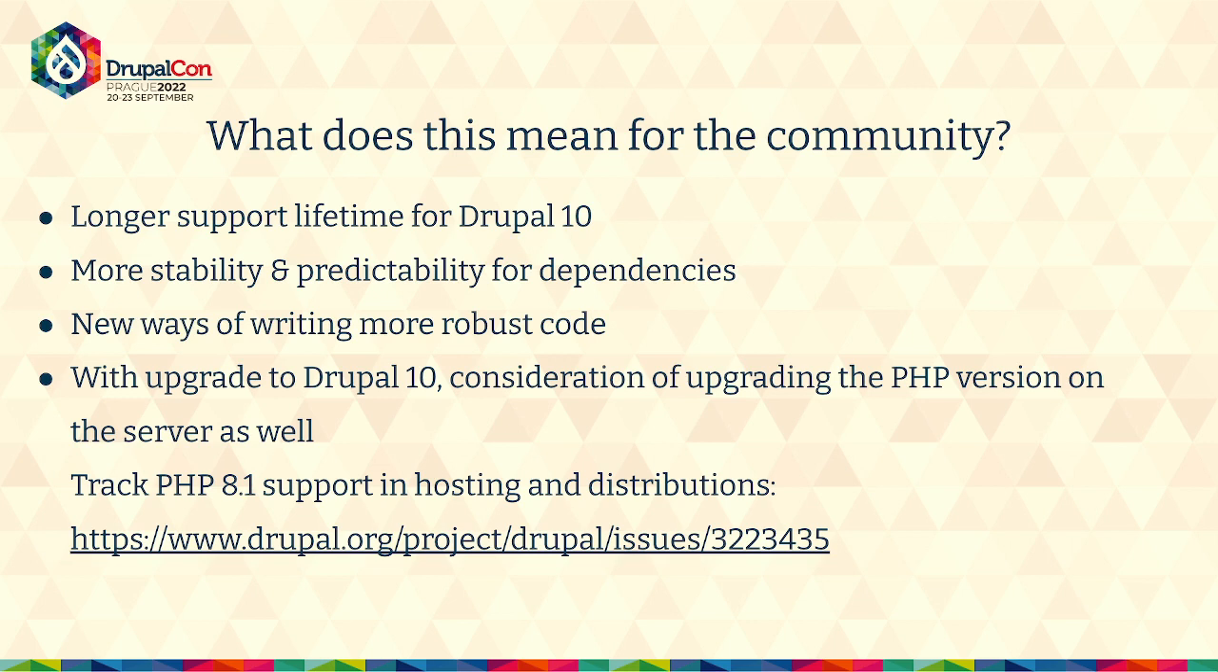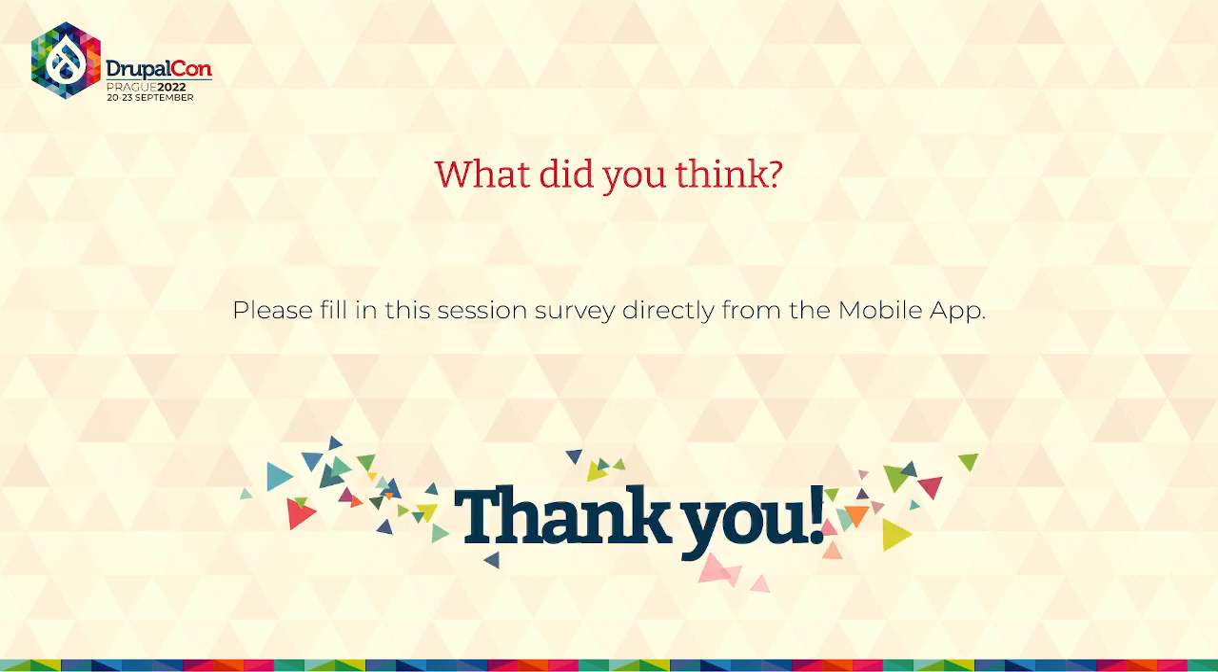We have newer ways of writing more robust code, right? Type hints everywhere. And with the upgrade to Drupal 10, you should make a consideration of upgrading to PHP 8.1 as well. Now, the community has already made a lot of efforts in listing what the hosting and distributions support and timelines are for supporting PHP 8.1 for certain hosting platforms, which is available on the link below. But yeah, I think that's all it's going to take us to move to Drupal 10 and have it compatible with PHP 8.2, right? I would close the session with this notion that Drupal 10 is going to be compatible with PHP 8.2. It's going to take some efforts from all of us to contribute back and make sure that Contrib is compatible with PHP 8 as well.